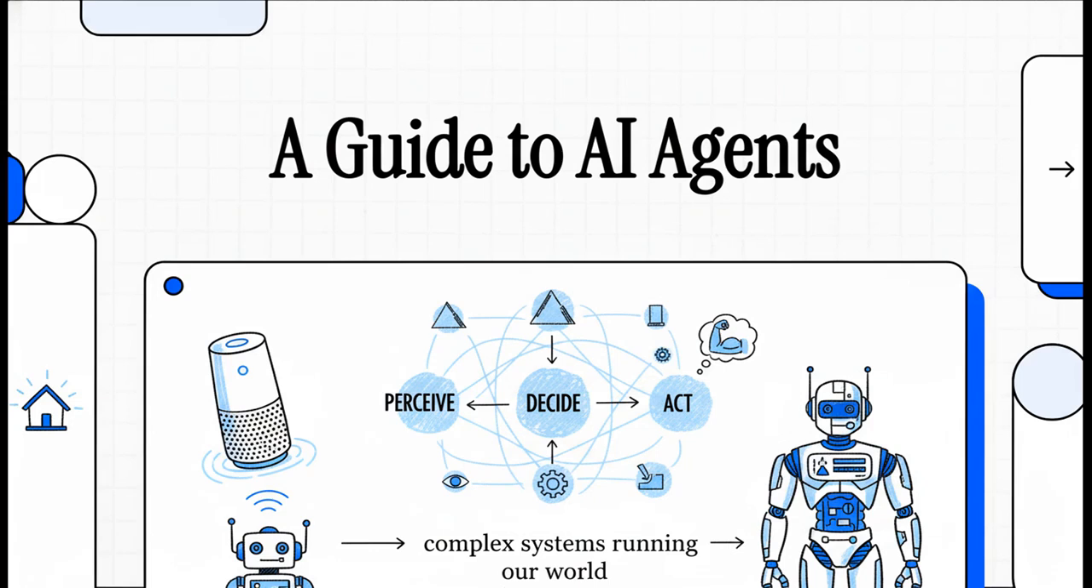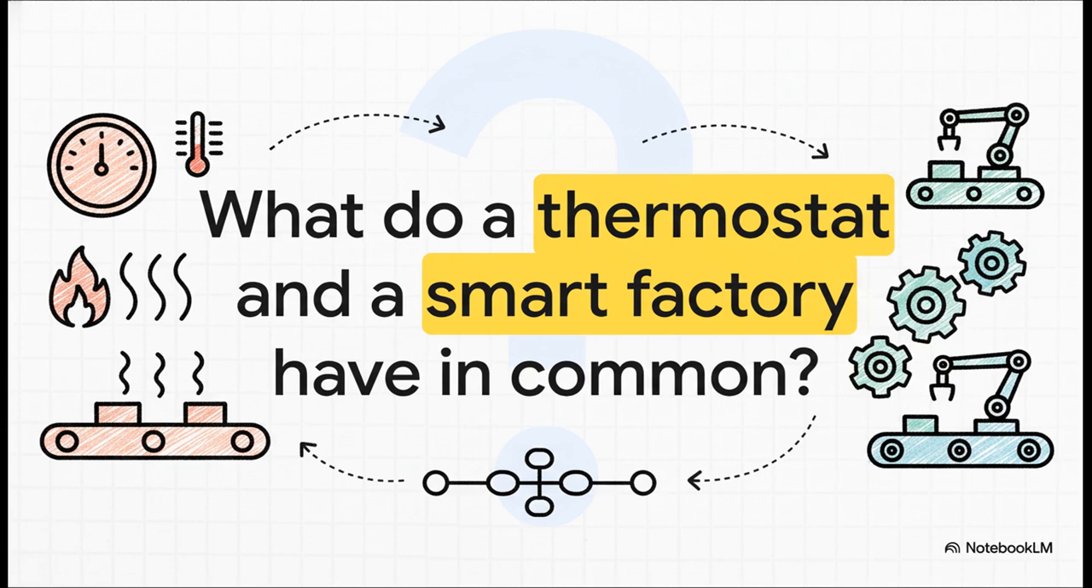Hey everyone, and welcome. You're actually interacting with AI agents all the time, whether it's your smart home devices or the massive systems that kind of run our world. They are the absolute core of how AI can see, think, and act. So in this explainer, we're going to break down exactly how they work, from the most basic all the way to the truly brilliant. So let's kick things off with a question.